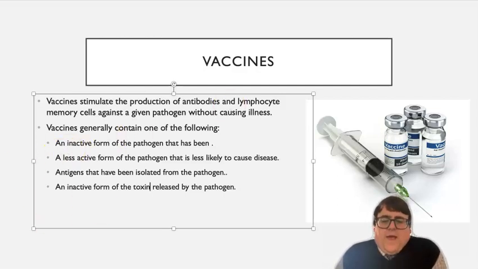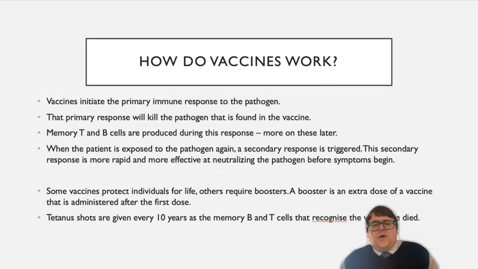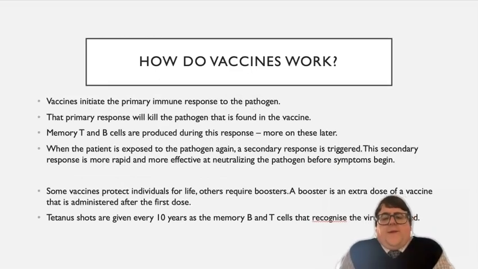How does that work, though? How does giving one of those, a vaccine with one of those four things in it, how does that work? Well, to start with, it initiates your primary immune response to the pathogen. So that means your body's trying to kill that pathogen that's found in the vaccine. So they produce what's known as memory T and B cells. We're going to talk about these a little bit later. For now, we just know we're creating what's known as memory T and B cells.